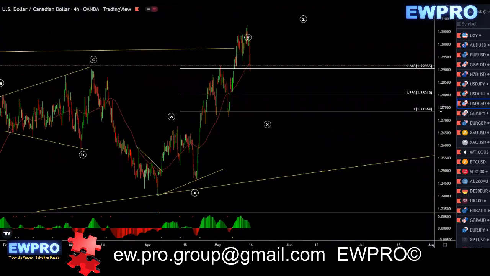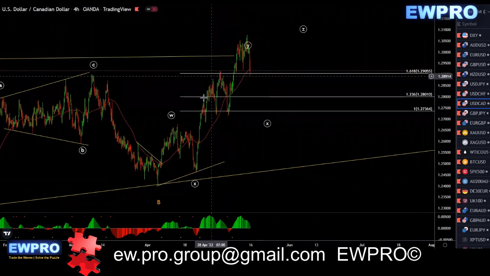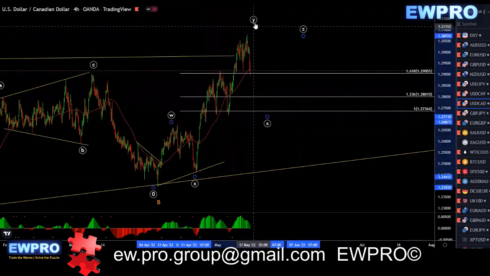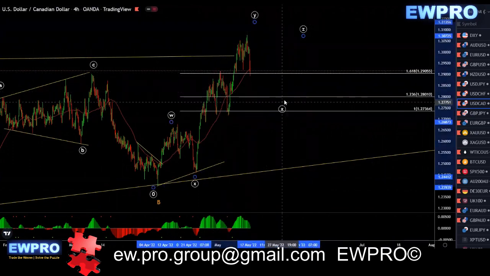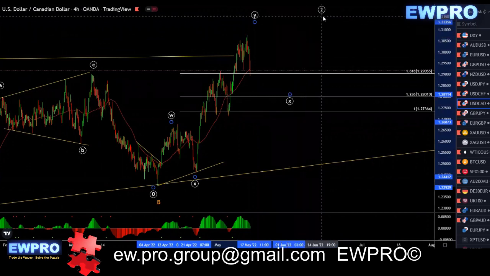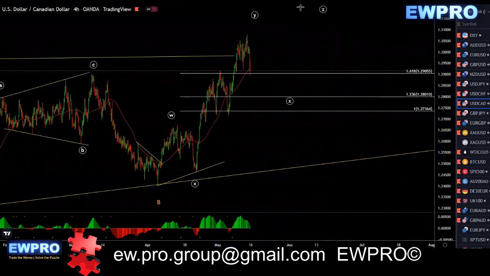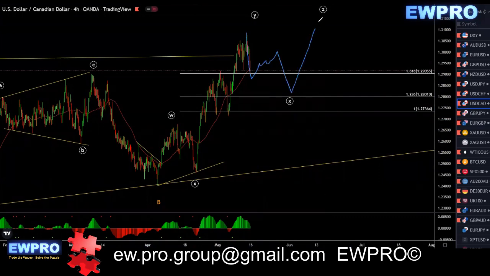If we look on the H4, like I said last week, I was looking at this as internal, and we're still in this wave Y. So we'll be looking for some sort of an X2 and then a Z up.